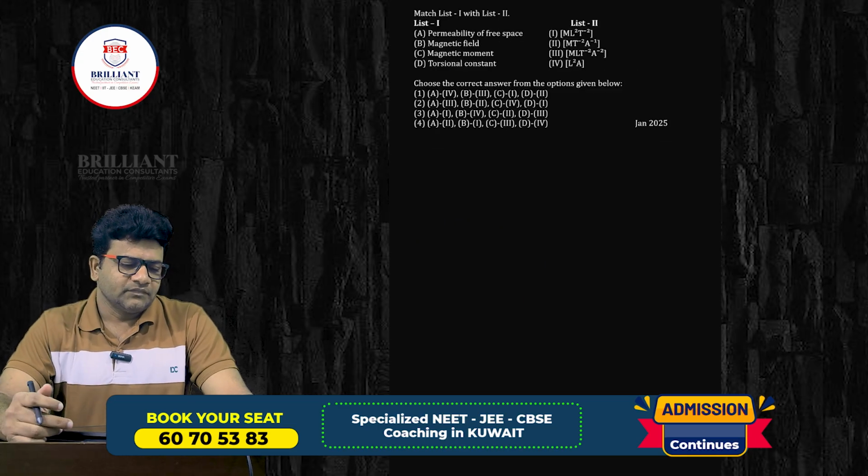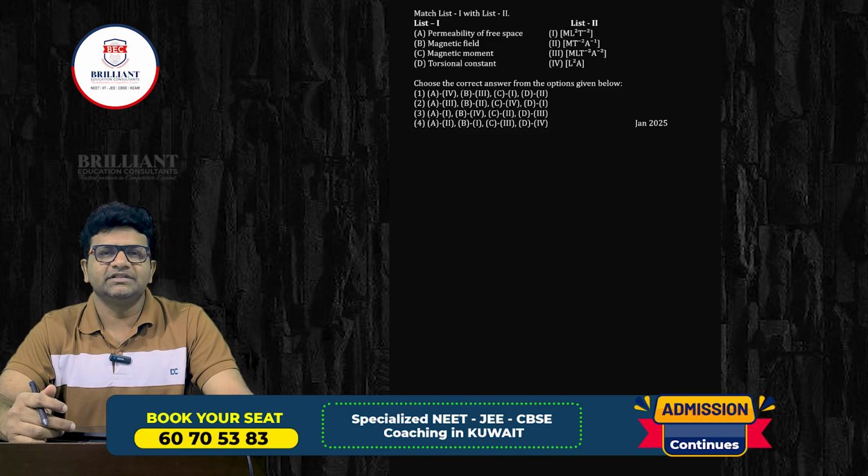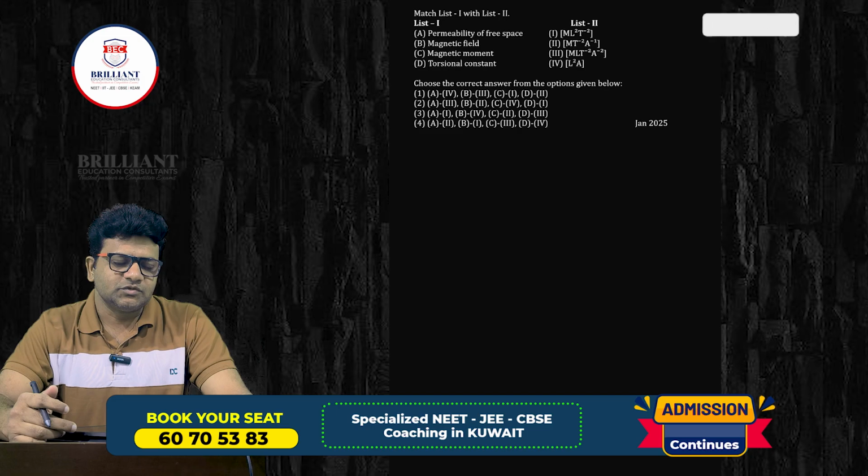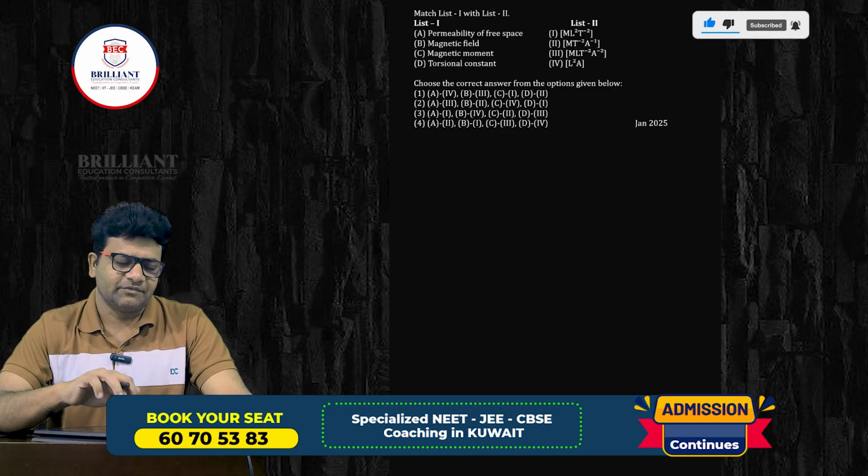Next question. This is a match the following question. Match list 1 with list 2. In list 1: permeability of free space, magnetic field, magnetic moment, torsional constant. On the right side you can see M L square T power minus 2, M T raised to minus 2 A raised to minus 1, M L T raised to minus 2 A raised to minus 2, L square A. And choose the correct answer from the options given.